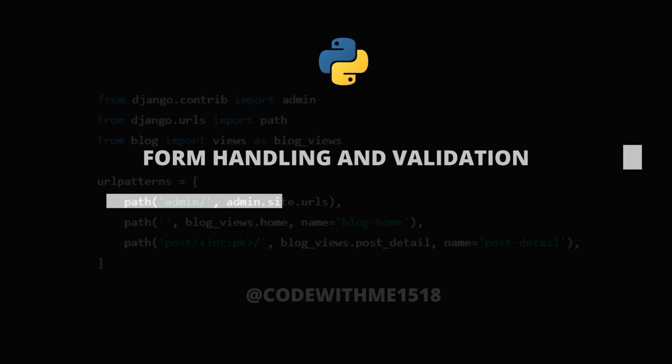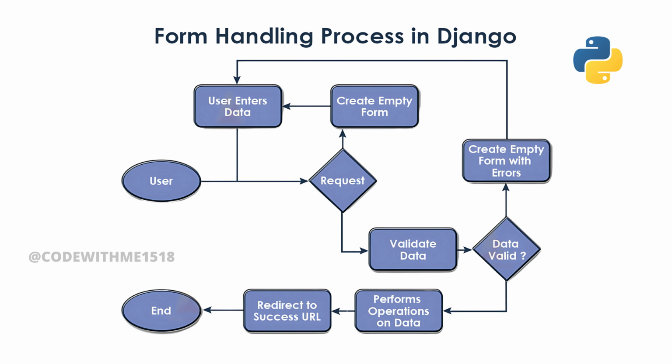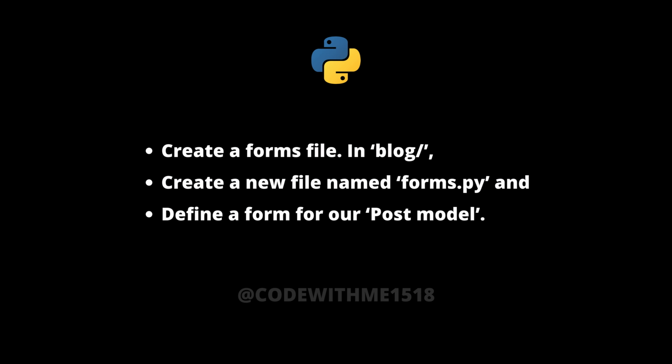Now let's move on to form handling and validation. Django makes it easy to handle forms and validate user input. We'll create a form to allow users to create new blog posts. First, create a forms file. In blog, create a new file named forms.py and define a form for our post model.